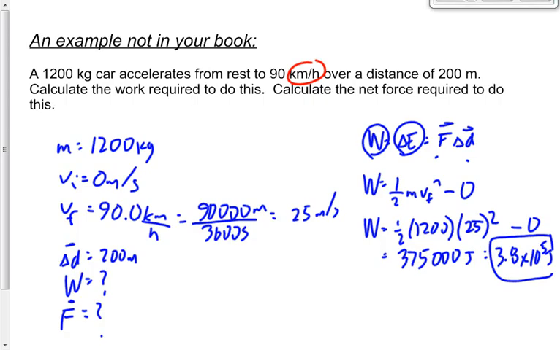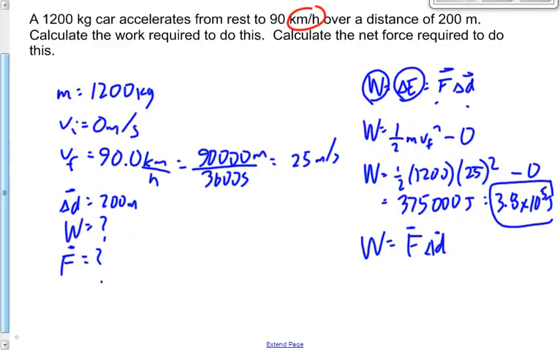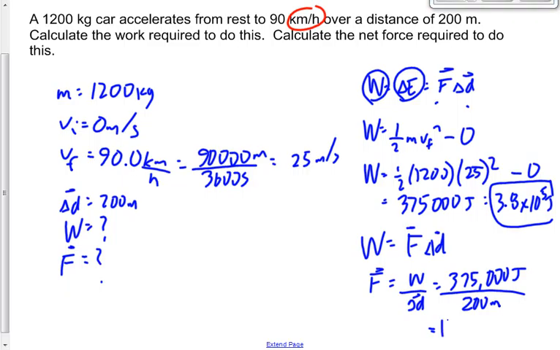Finally, we want to find the force. Now let's go back to the other part of the equation. W is equal to F times D. We know what W is because we just found it. We know that force is W over D. So 375,000, the unrounded number, divided by my displacement of 200 meters. 1,875 newtons, which we're going to round to 2 digits, 1.9 times 10 to the 3 newtons.